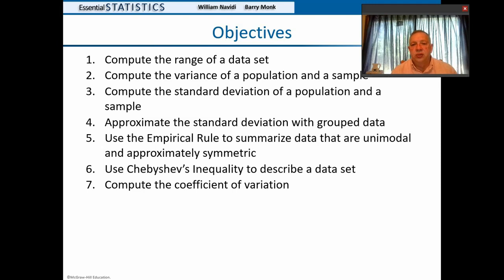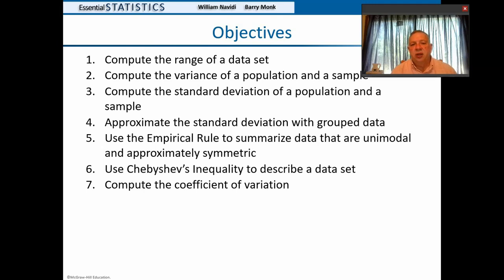Use the empirical rule to summarize data that are unimodal and approximately symmetric. We would like to be able to say things about where the data lies in general. And then we're going to use Chebyshev's inequality to describe a data set that's really not symmetric. So the first one, the empirical rule, summarizes data that are unimodal and approximately symmetric. If it's not symmetric, we're going to shift over to Chebyshev's inequality to help us.